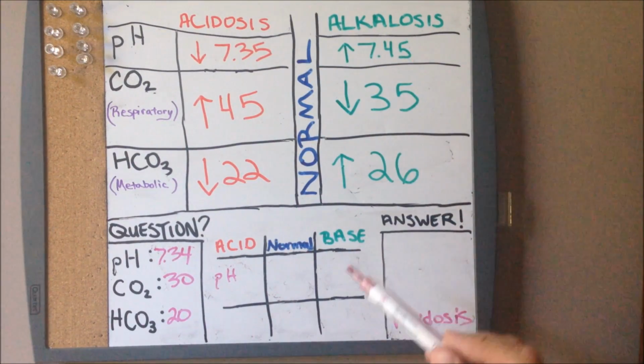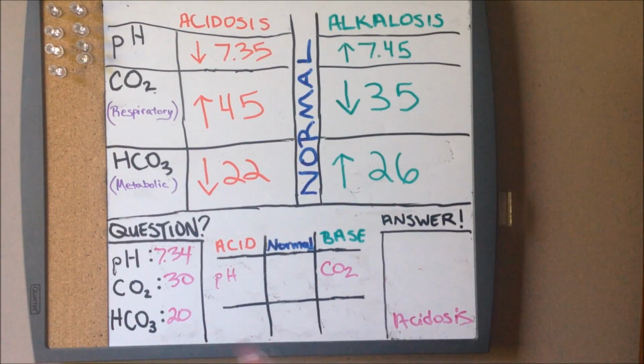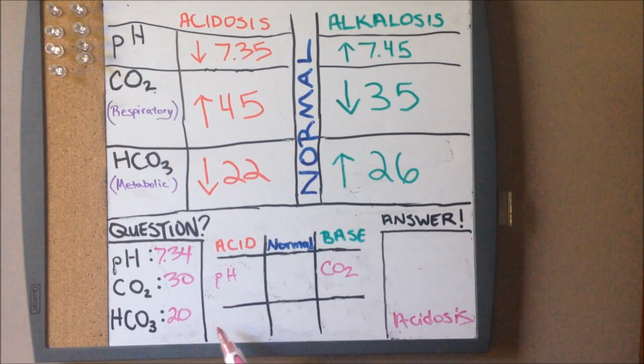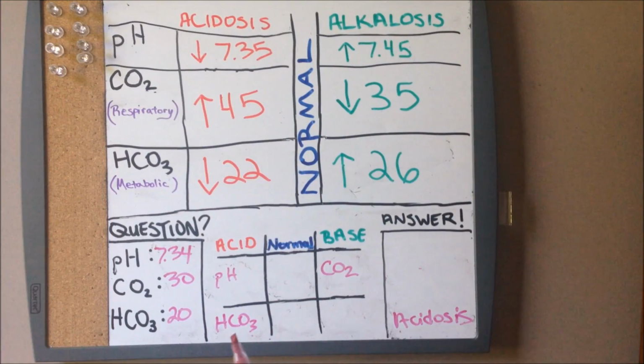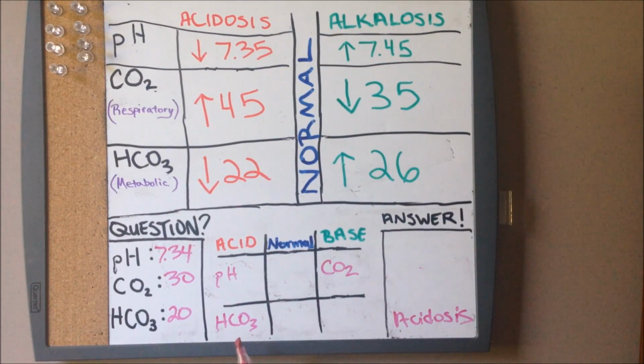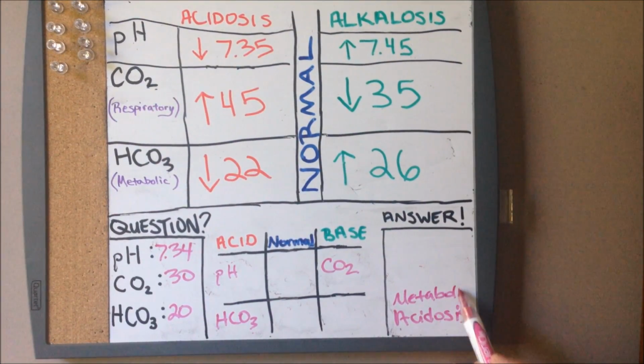It's in the basic column. Let's write it down here in the basic column, CO2. And our bicarbonate of 20, that's less than 22, acid column. We write it here in the acid column. HCO3 is in the same column as pH. So HCO3 is the cause of our pH problem. HCO3 is metabolic. So we have metabolic acidosis.